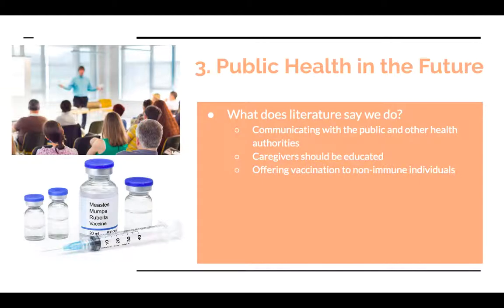Public health in the future. What does literature say we do? Communicating with the public and other health authorities is essential to raise awareness of the risk of measles. In the case of children, it is important that their caregivers are educated about the mode of transmission, infectious period, and the measures to minimize the spread of measles. Lastly, a preventative step that could reduce the spread of measles is to offer vaccinations to non-immune individuals.